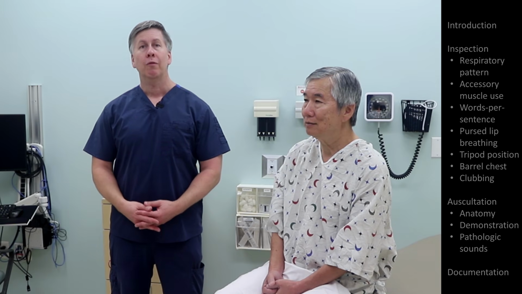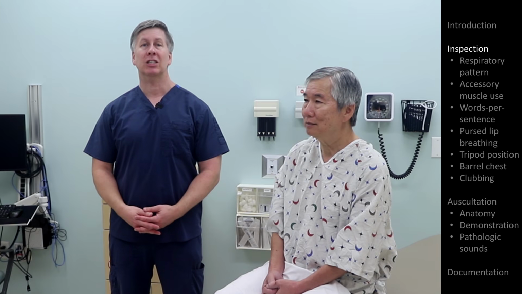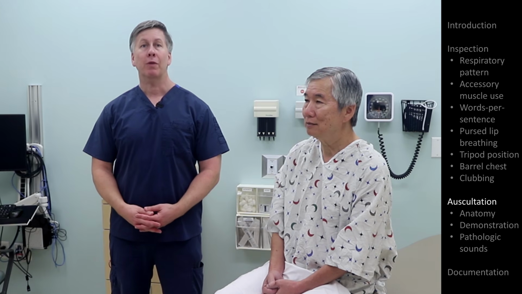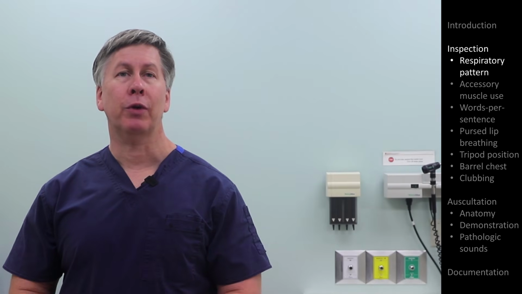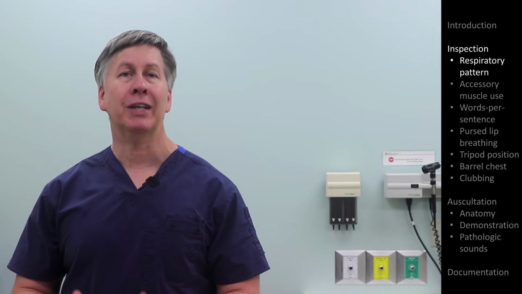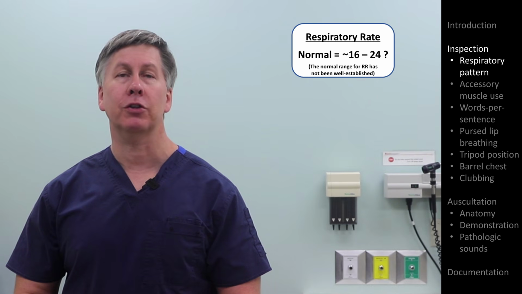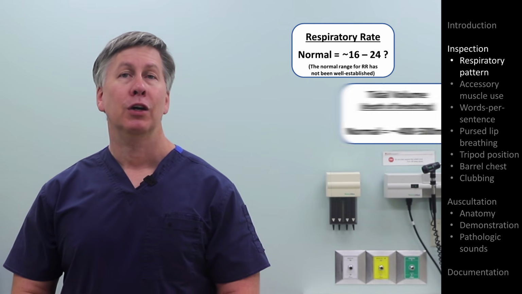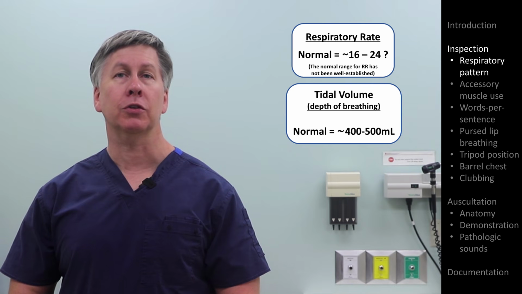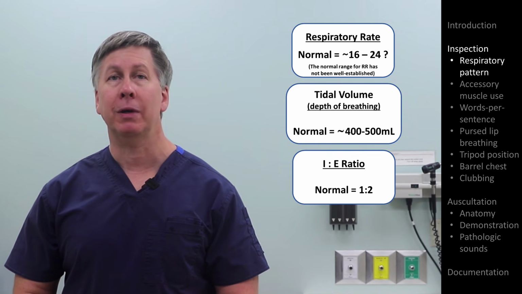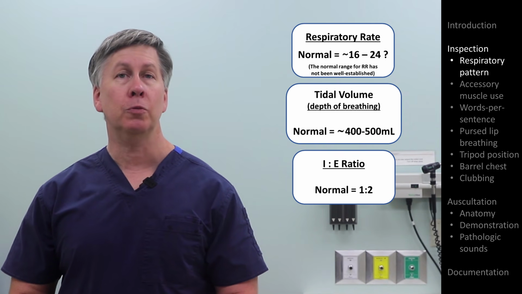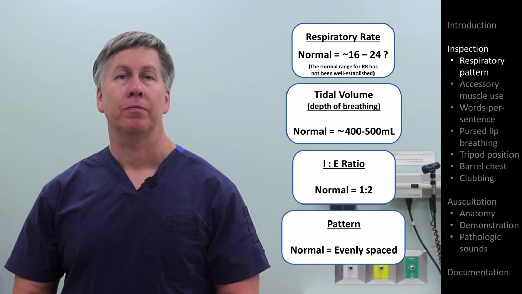The core pulmonary exam really only has two components, inspection and auscultation, though these have many possible things to observe for. To start, observe the respiratory pattern. Despite frequent claims for a lower range than this, the best available evidence shows us that normal breathing occurs at a rate of 16 to 24 breaths per minute while awake, with a tidal volume of about 400 to 500 milliliters in adults, with an I to E ratio, meaning the ratio of time spent in inspiration to time spent in expiration, of about 1 to 2, and breaths are evenly spaced.